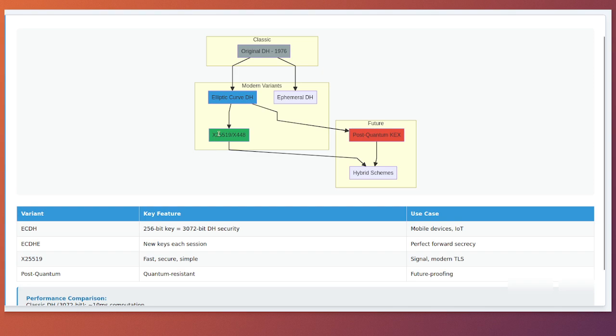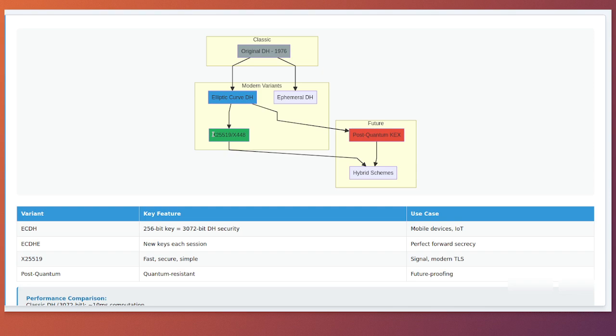Elliptic curve Diffie Hellman, ECDH. This is perhaps the most significant evolution of the original algorithm. Instead of using modular arithmetic with large prime numbers, ECDH uses the mathematics of elliptic curves. The advantage? You can achieve the same level of security with much smaller numbers. A 256-bit elliptic curve key provides roughly the same security as a 3072-bit traditional Diffie Hellman key. This means faster computations and less data to transmit, which is crucial for mobile devices and IoT applications.